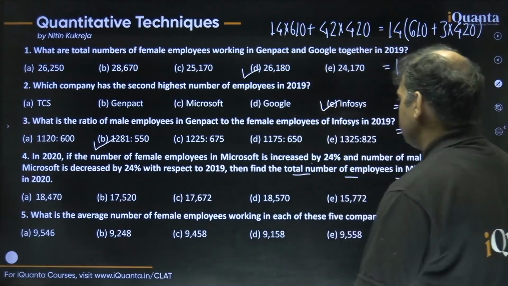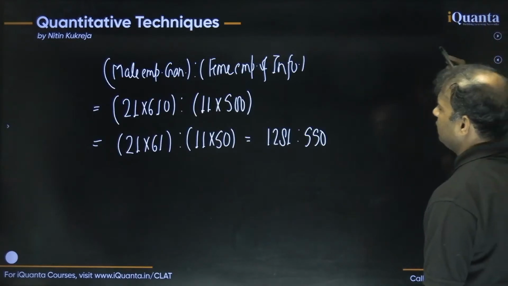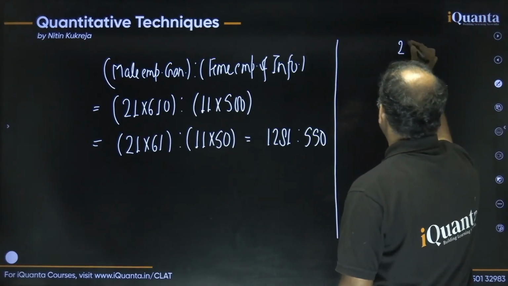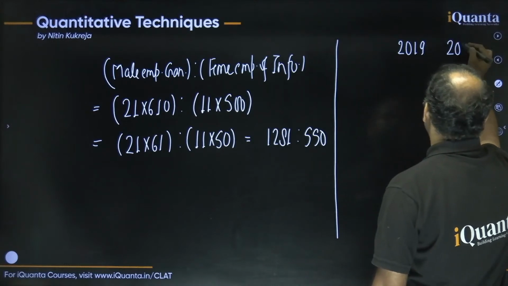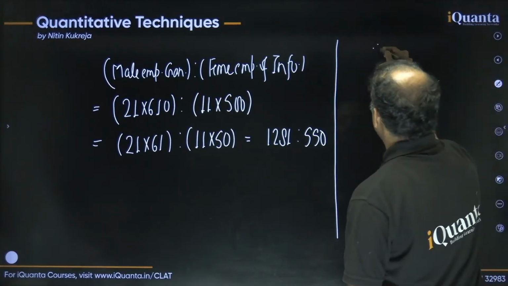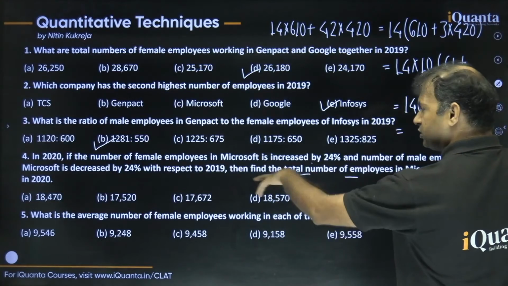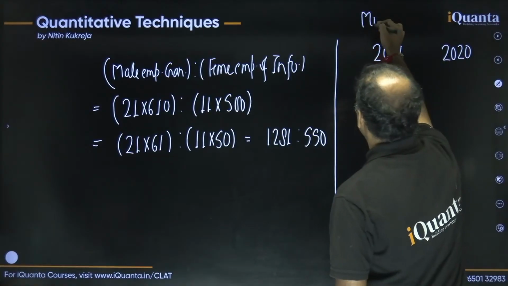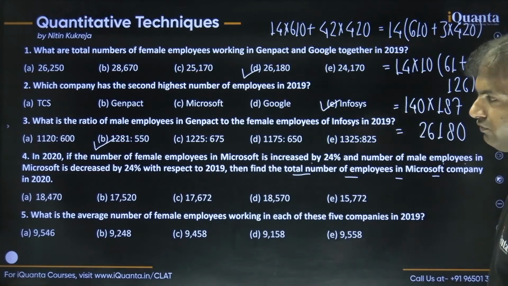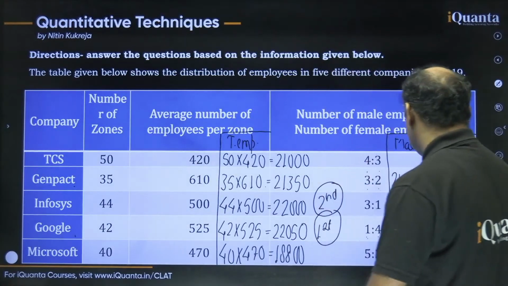Again, interesting question, right? Let's write down the data of 2019 and 2020 both, one by one. So let's write here 2019 and here 2020. Now, the question is about the company Microsoft. Remember, the question is about Microsoft, so let's write it down here as well, Microsoft. First, write down the number of male and female employees of Microsoft in 2019.